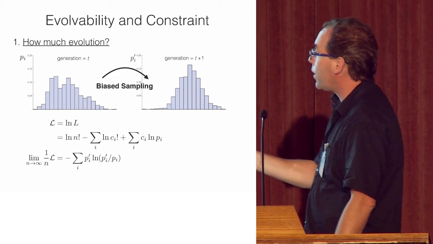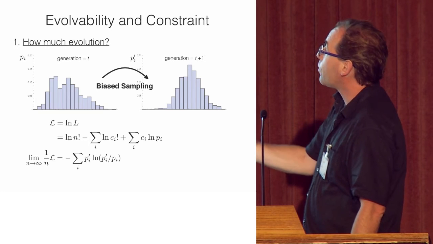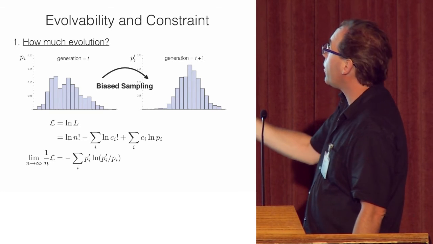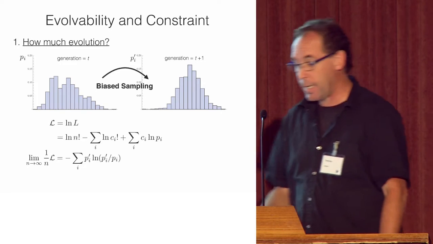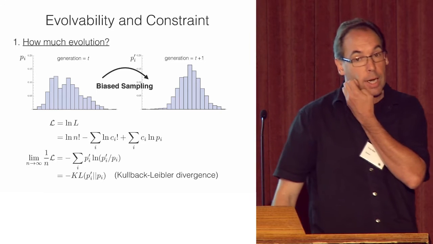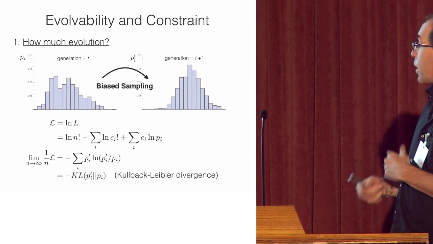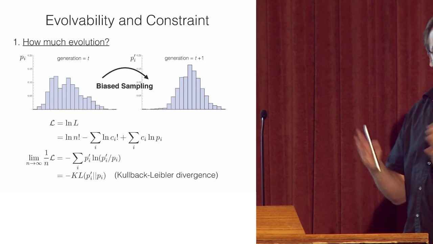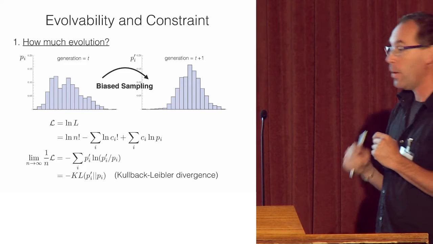And if you do that, you end up with what turns out to be a really nice quantity here that involves the probability distribution here and the probability distribution there. And the reason I say it's really nice is because this is a quantity that's been around for quite a long time in the information theory literature, surprisingly enough. And it's called the Kullback-Leibler divergence. And it's a measure of how different two probability distributions are.